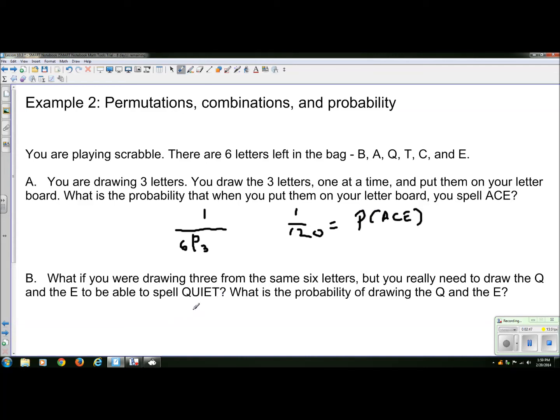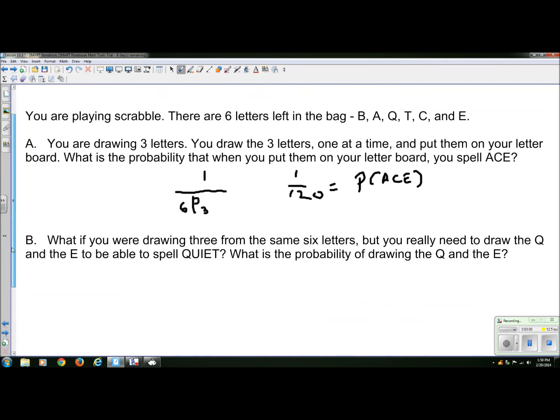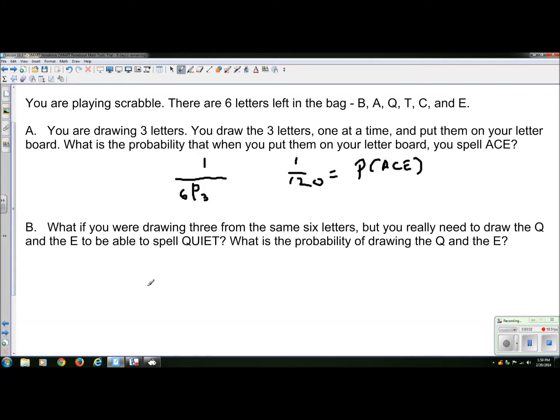What if we were drawing 3 from the same 6 letters, but all we really wanted was to draw a Q and an E so that we could then spell the word QUIET on our next turn? What's the probability of drawing the Q and the E? Here we're not worried about some freak event where we actually spell a word while drawing our letters. We're more interested in just being able to spell a word, and for that we need 2 letters. In this case, it doesn't matter whether we draw the Q first or the E first, right? We just want those letters in our hand.